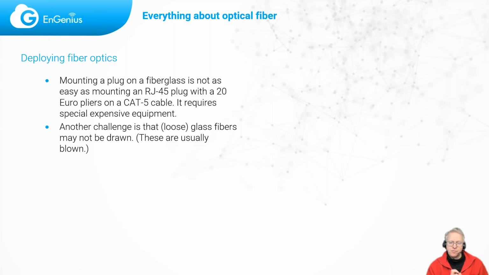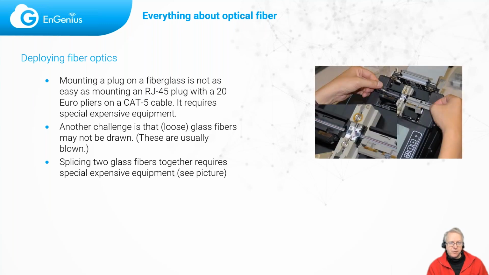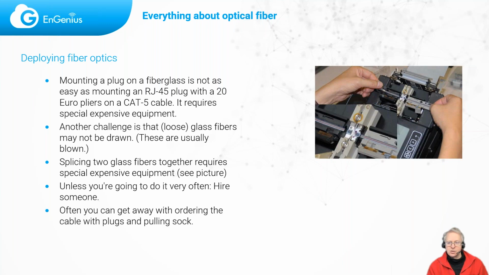For loose fibers, just a very tiny one, they are usually blown. And splicing two glass fibers together, you will need expensive equipment. These are thousands and thousands of euros to buy. So unless you're doing it very often, hire someone to do this. But often, especially in local settings, you can get away with ordering a cable with plugs already mounted on them, and then they will also have something called a pulling sock, I think, and then you can just pull it like a cable through the pipes from one side to the other side. But the pipe needs to be wide enough to support your plugs, of course.